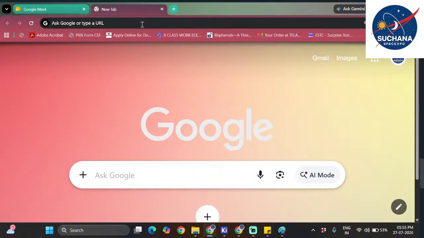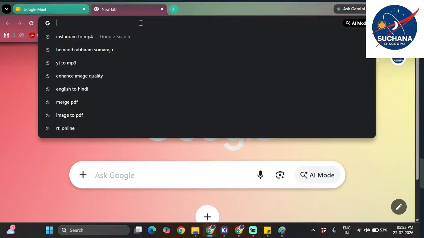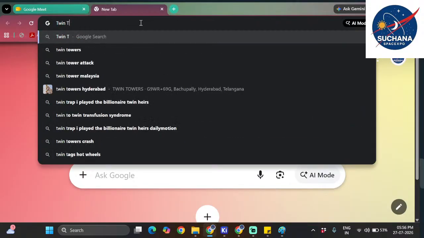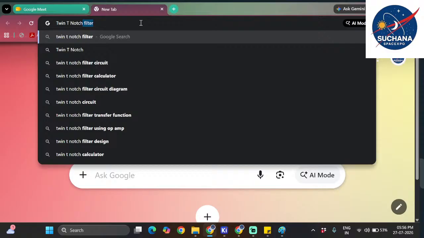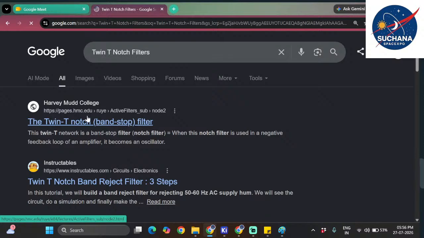In the next lab session you need to do simulations. I will just give you an overview, and tomorrow in the session I will do the simulation, and once I am done I will ask everyone randomly. You need to share your screen, do the simulation, and obtain one graph. We will be simulating a circuit called the twin-T notch filter. How many of you know about this twin-T notch filter?